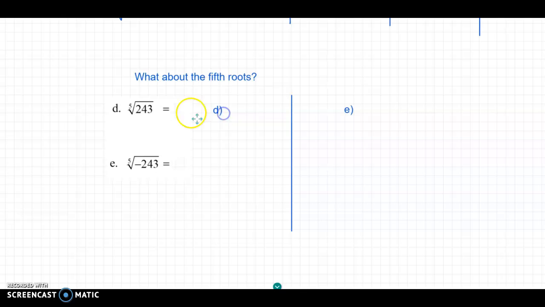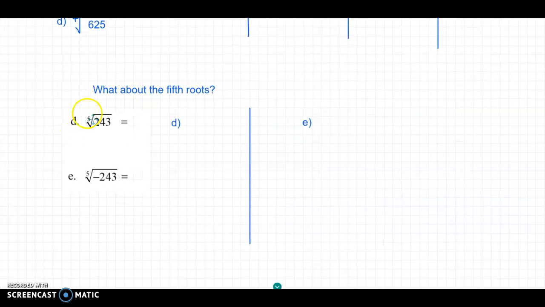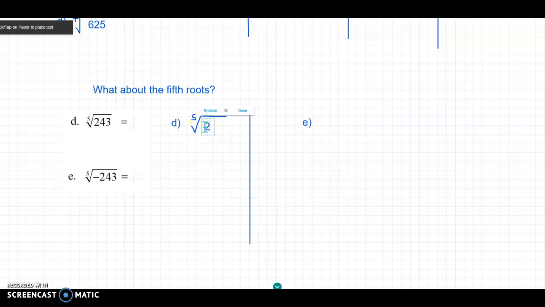For example, here we're going to find the fifth root. Look at the index here. The fifth root of 243. So let's try to do it. Here we're going to find the fifth root of 243. So guys, again, we come back to prime factorization. So we start doing that with 243. Okay, guys, so let's try.